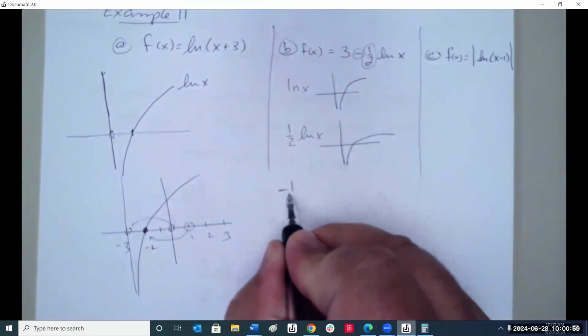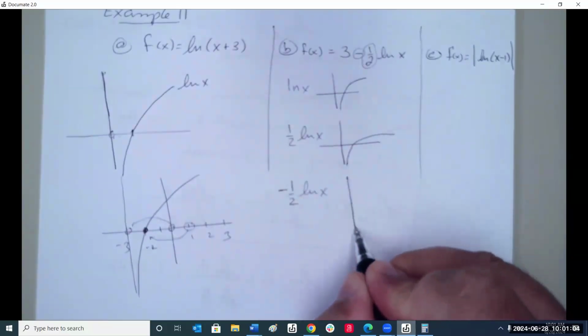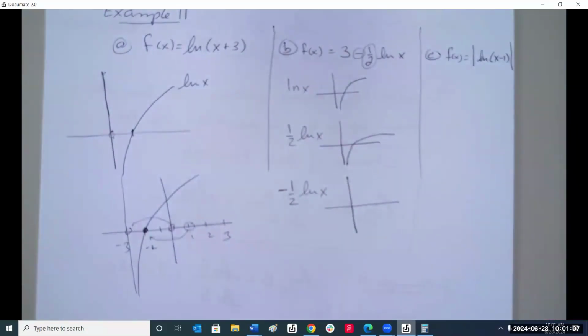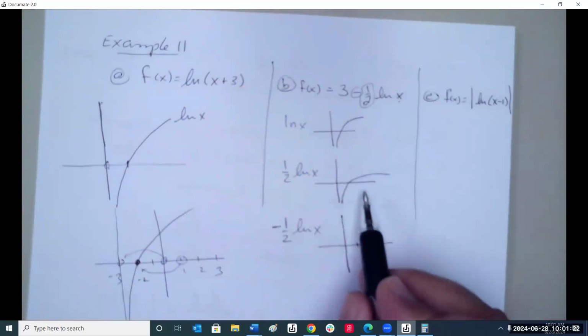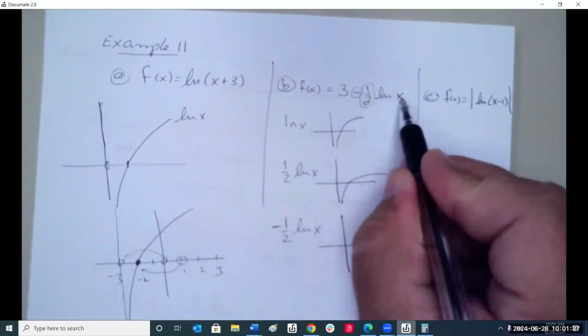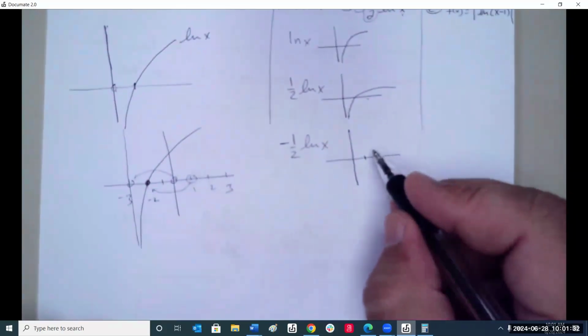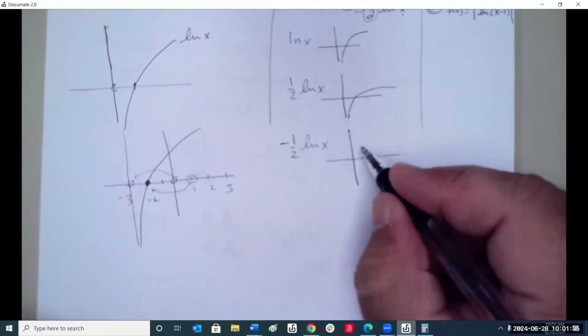Now, how does that negative in front of the 1/2 affect it? Flips it where? Yeah, because if x changed from positive x to negative x, then it's flipping. This one changes this whole value, which is y, from positive y to negative y. So it flips it across the x-axis.